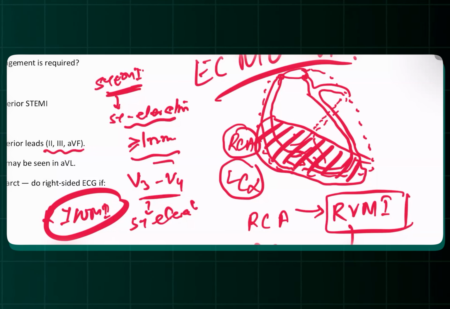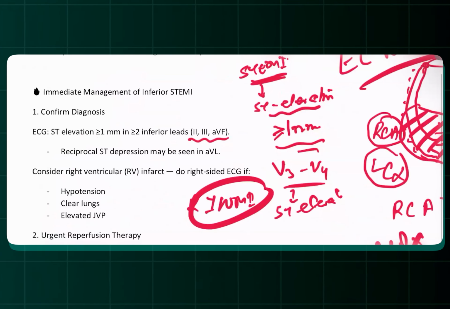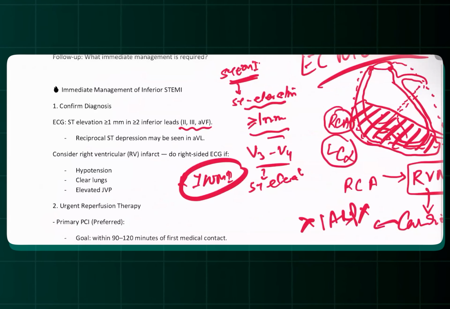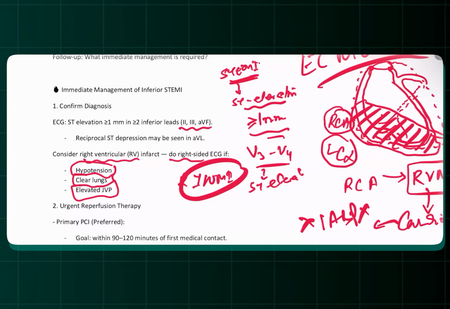So, when do you consider an RV infarct? Do a right-sided ECG. If there is persistent hypotension, the lungs are clear and the JVP is raised, when this is apparent, then you are dealing with an RVMI. So you need to do V7, V8, V9. Is that clear?